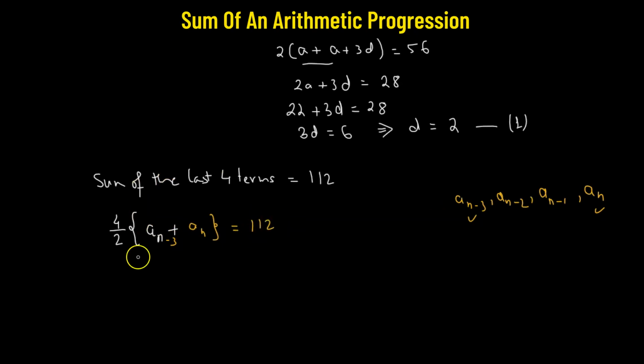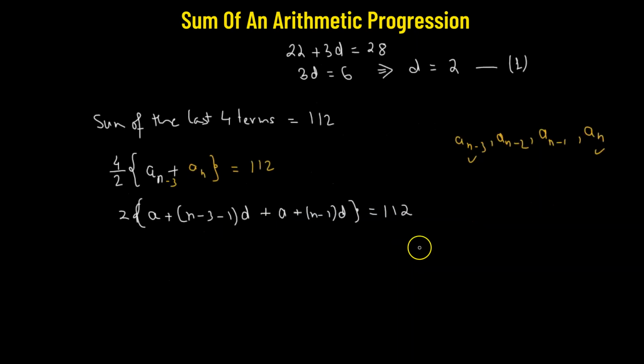So let's solve this. We have 2 multiplied by an minus 3. If we expand it, this is going to be the first term plus n minus 4 times d, plus an, which when expanded is a plus n minus 1 times d, and this equals 112. So let's substitute the values of a and d. Our first term is 11. We divide both sides by 2, so the right hand side is 112 divided by 2, that will be 56.